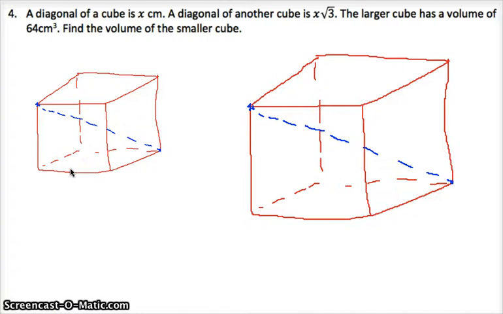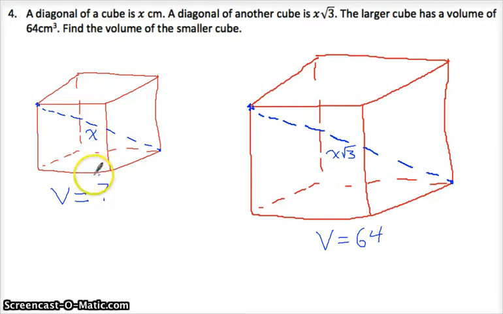All right, so the diagonal of this one, so am I still in blue? This length is x. This length is x square root 3. How mean is that? Then we also know this volume over here is 64. So the question is, what's the volume over here?